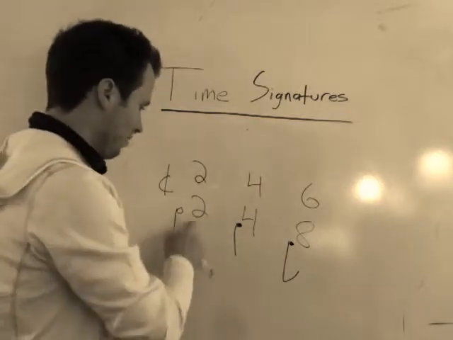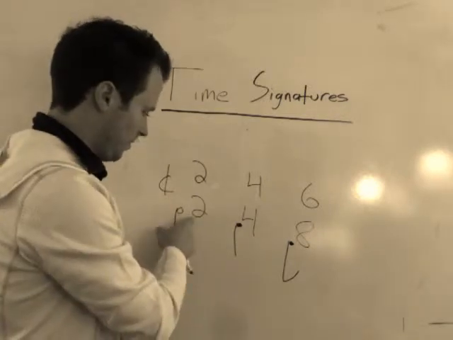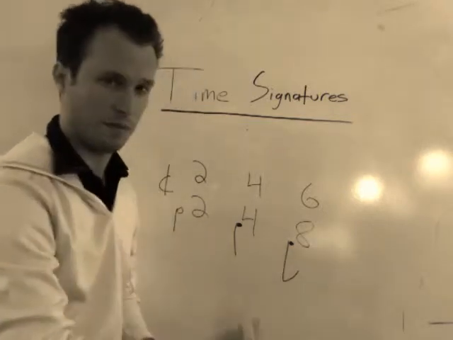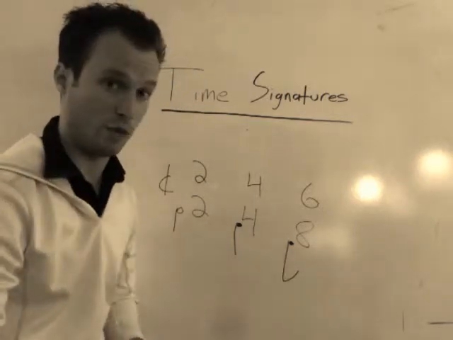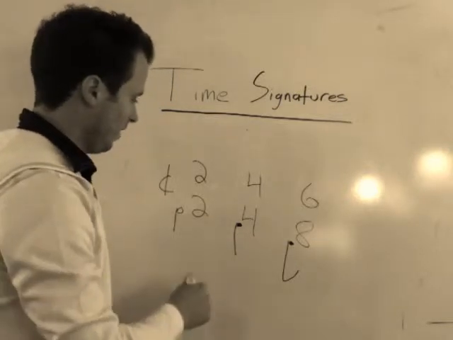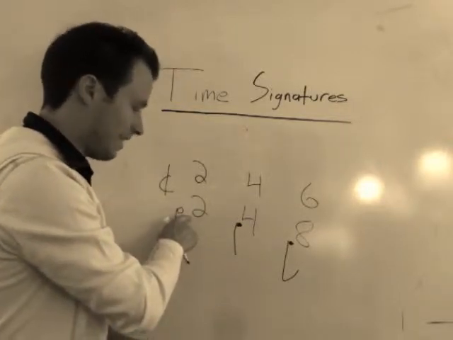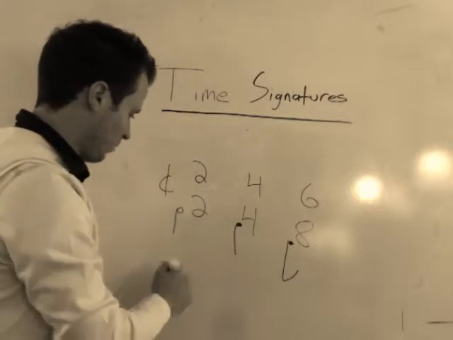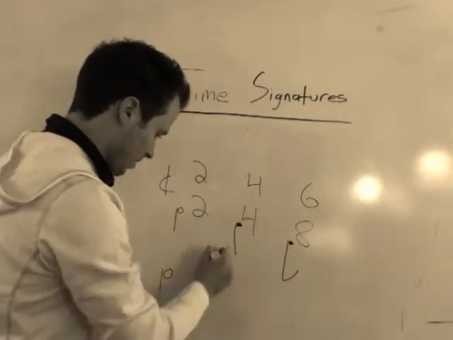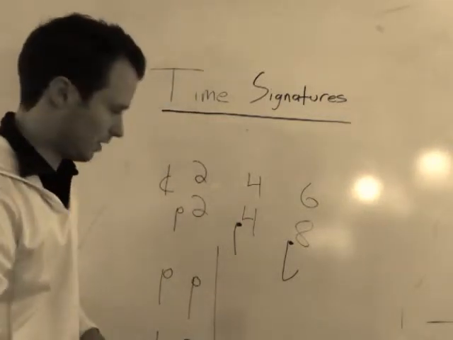So the bottom number has to be a multiple of 2. In this case, we see 2, it can be 4, it can be 8, it could even be 16. That's pretty rare, and in that case, a 16th note would get one beat. But here, a half note gets only 1 count. So if you're in 2/2, this would simply be counted 1, 2, like that.